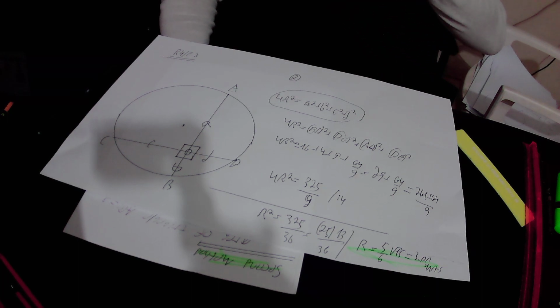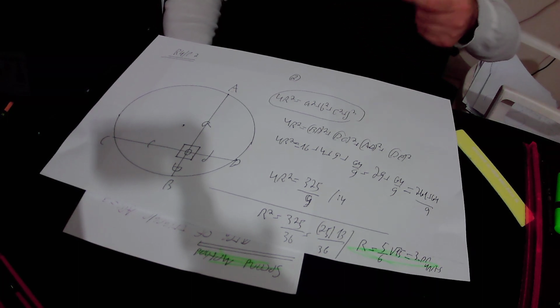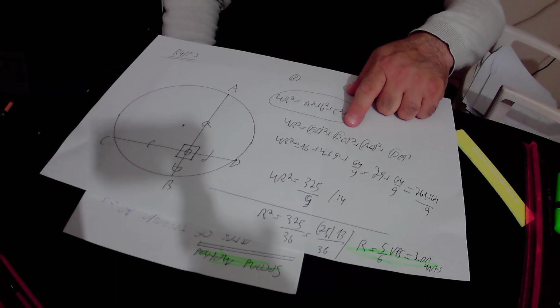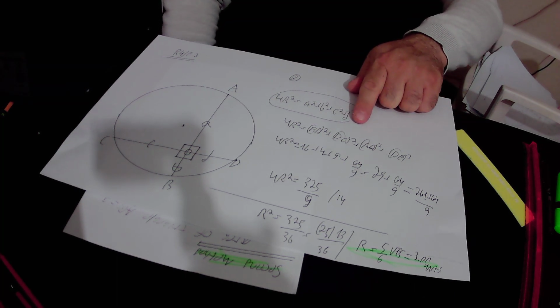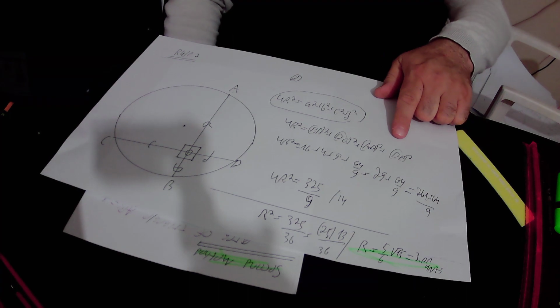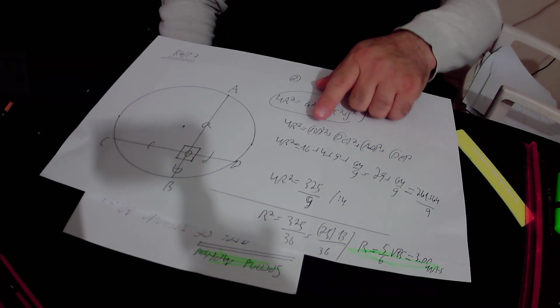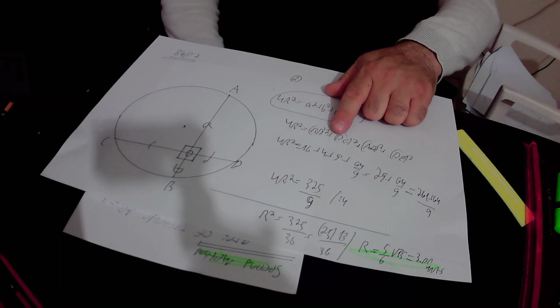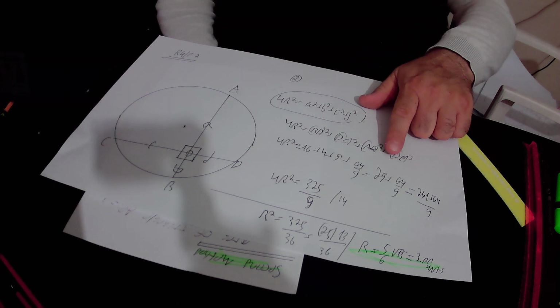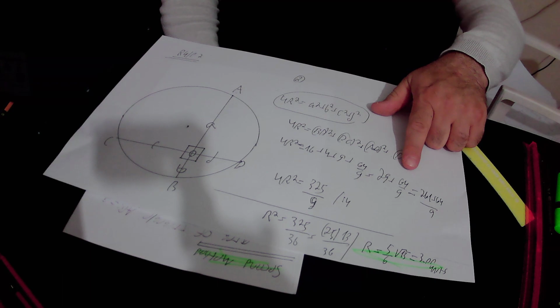So 4 times R squared equals BD squared, BD is 4, so 4 squared is 16, plus DC squared. DC is 2, so 2 squared is 4, plus AD squared. AD is 3, so 3 squared is 9, plus DE squared. DE is 8 over 3, so DE squared is 64 over 9. So we found that 4 times R squared equals 16 plus 4, that is 20, and 20 plus 9 is 29. So 4 times R squared equals 29 plus 64 over 9.